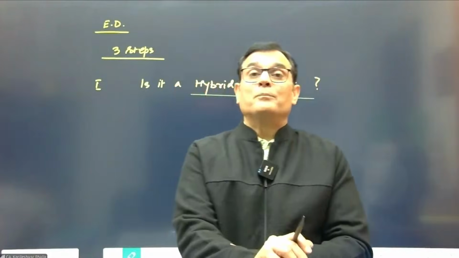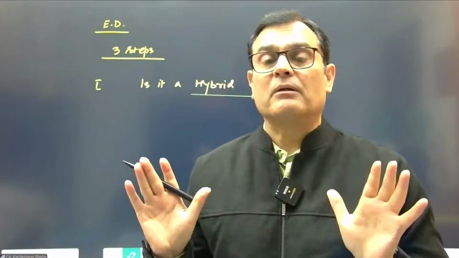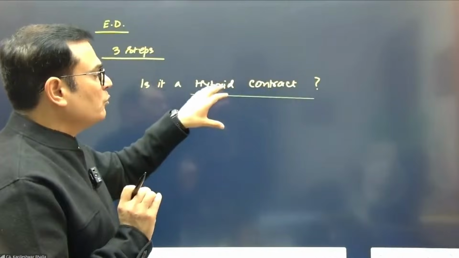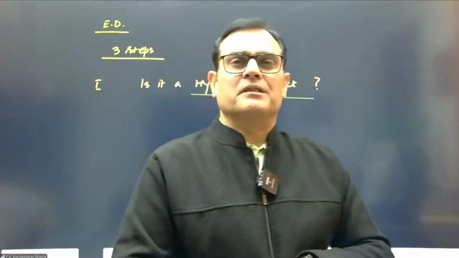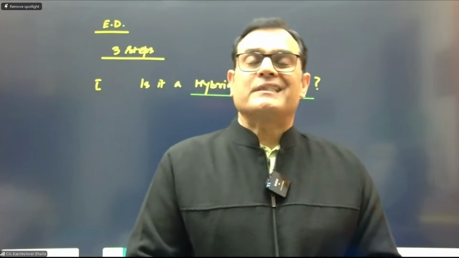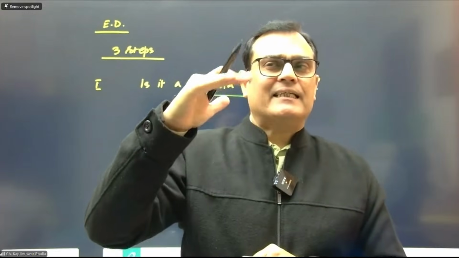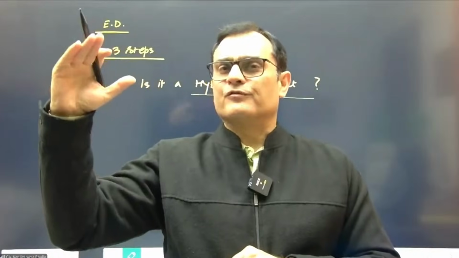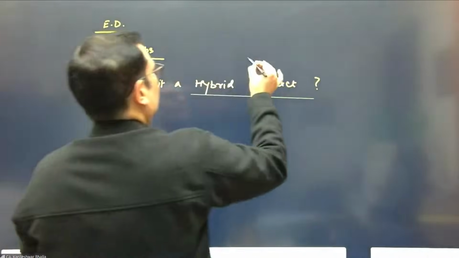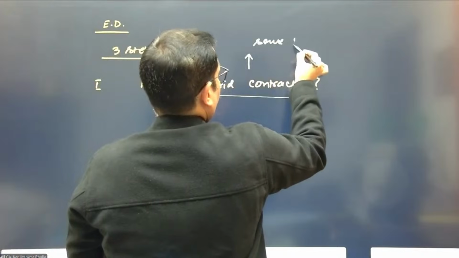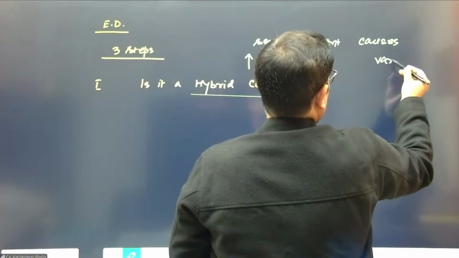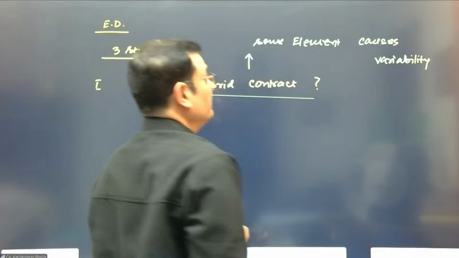So wherever you see that variability could arise on account of a particular factor, it means the contract is hybrid in nature. Examples are the purchase of an asset in a foreign currency or the sale of an asset in a foreign currency. Any element in a contract which could lead to variability in inflow or outflow will make the contract hybrid in nature. So the hybrid contract has some element which causes variability.